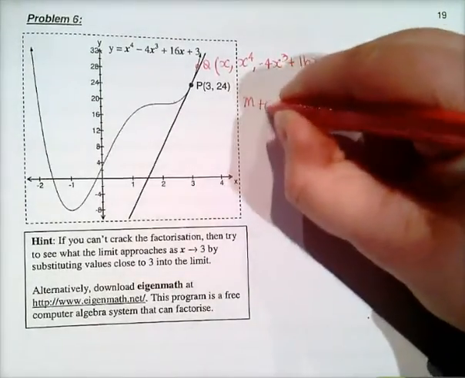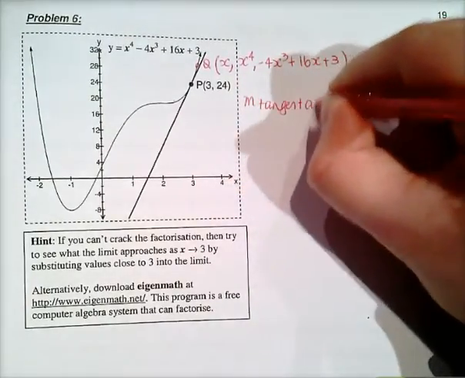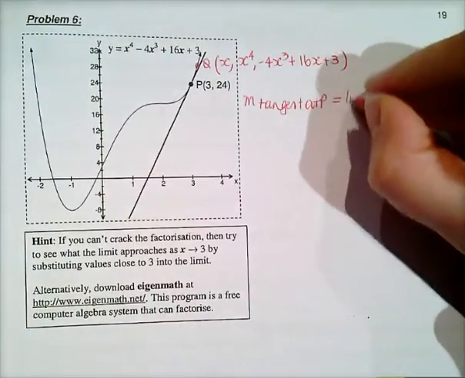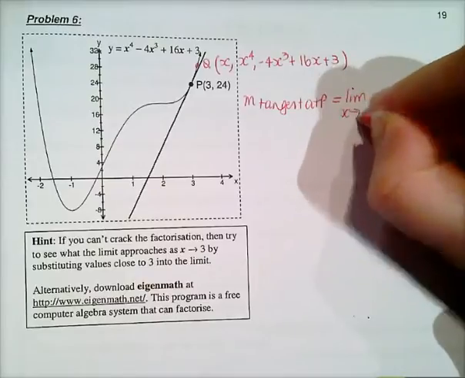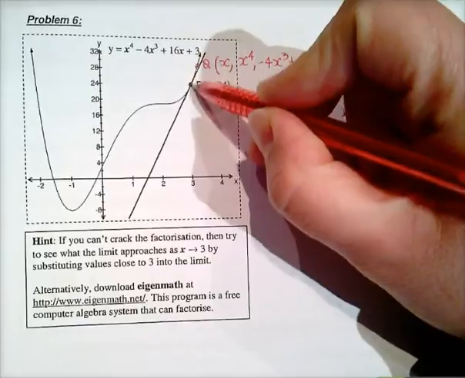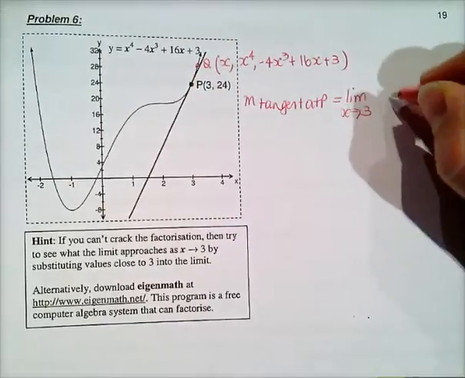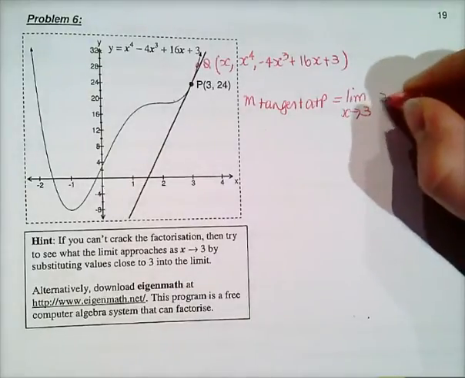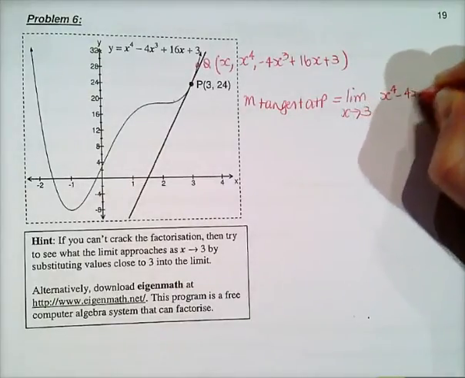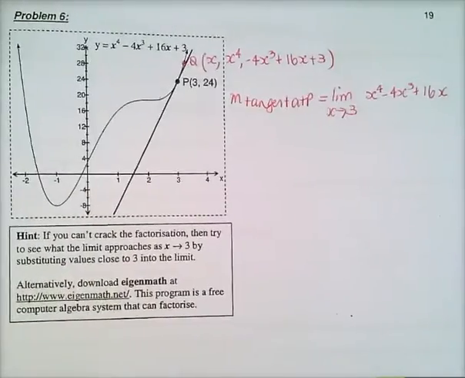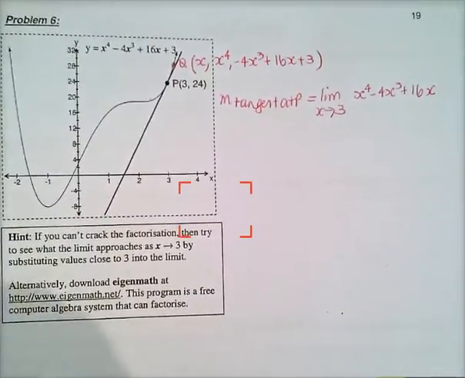And the gradient of the tangent at P is found by doing the gradient. It would be the limit as your x value approaches 3, so as the x value of Q gets closer and closer to 3, of y2 minus y1 over x2 minus x1. It's just a gradient formula. So y2 is x to the 4 minus 4x cubed plus 16x. I'll just make some more room, and I'll just focus this as well.